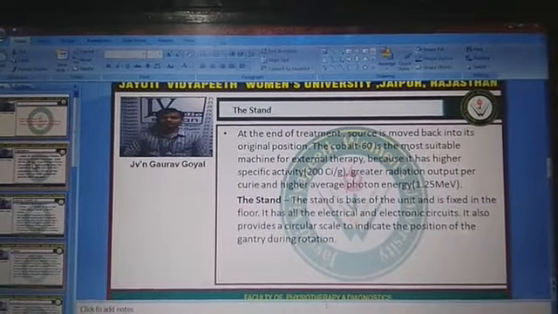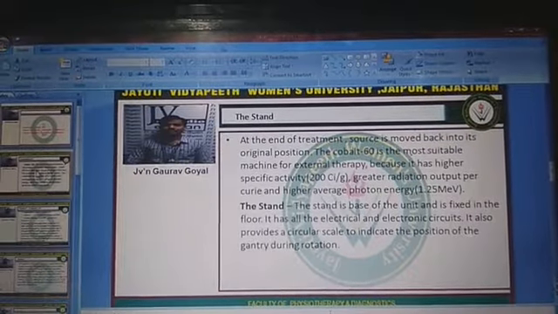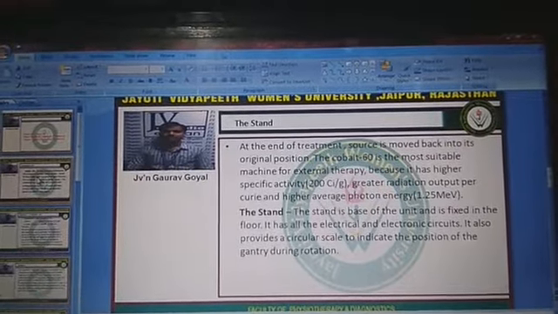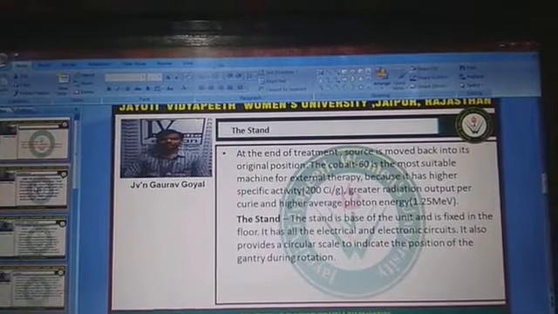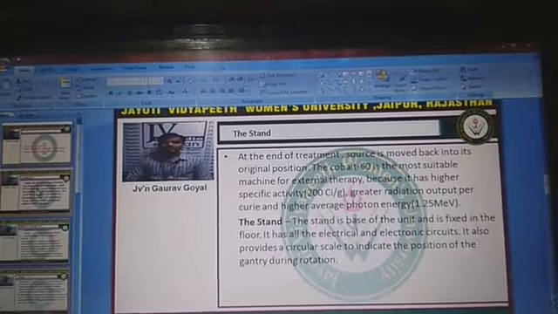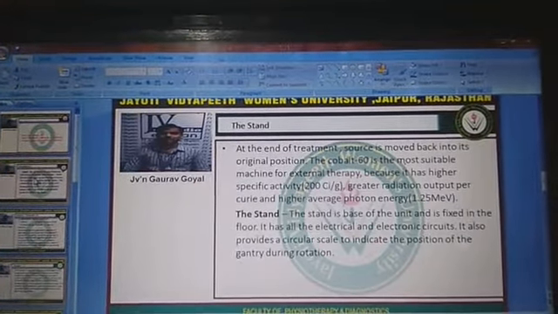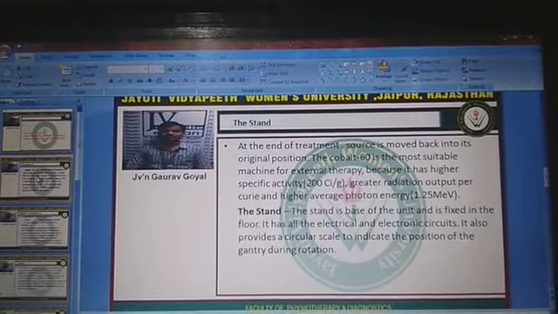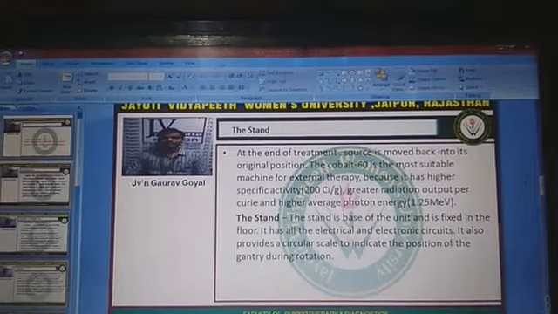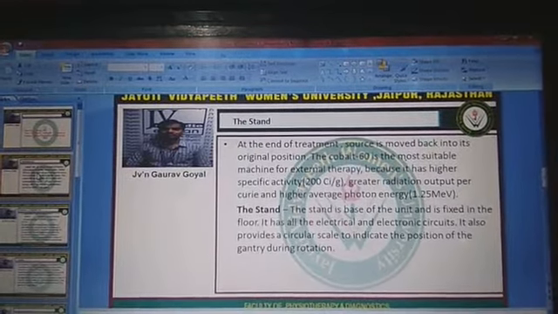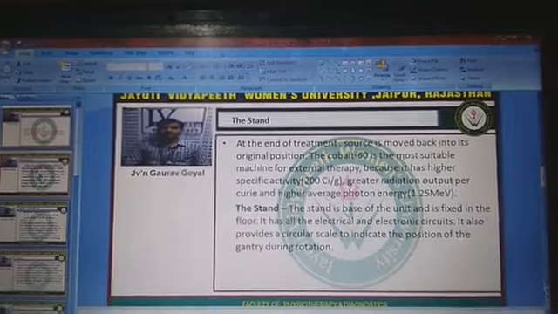The Cobalt 60 is the most suitable machine for the external therapy because it has higher specific activity, 200 curie per gram, greater radiation output per curie, and higher average photon energy, 1.25 MeV. The stand is the base of the unit and it is fixed into the floor. In the floor, it has all the electrical and electronic circuits. It also provides a circular scale to indicate the position of the gantry during rotation.